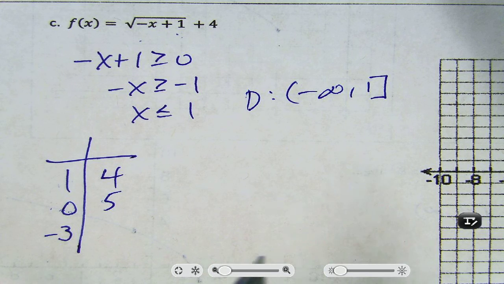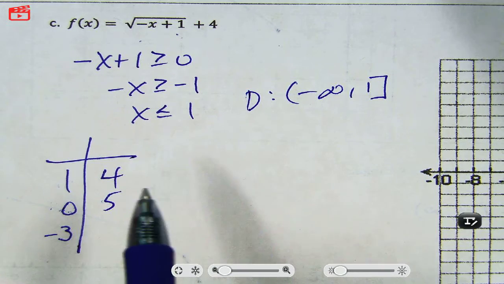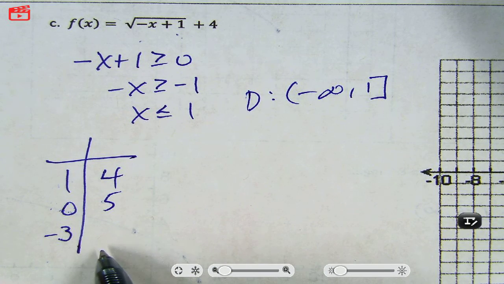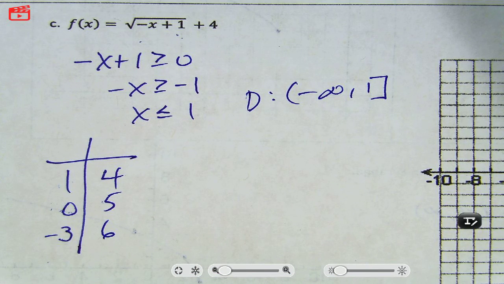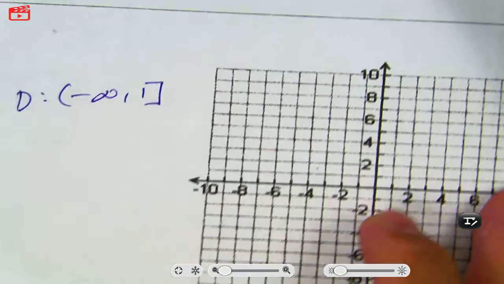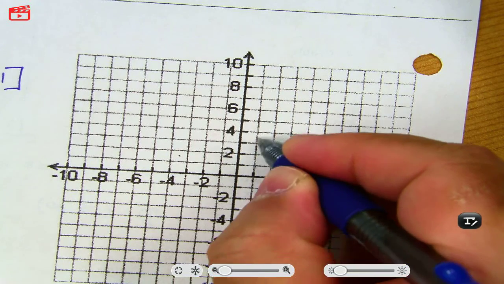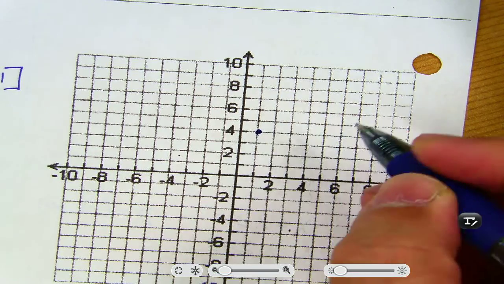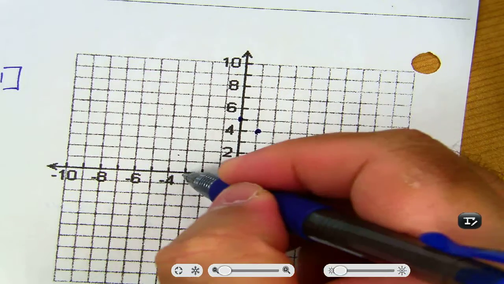I see. So are the y's always going to be 1 apart? No. So if I plug in negative 3, I'm sorry, yes. Well, if you choose my numbers, then yes, they'll be 1 apart. Okay? Alright. So 1, 4, and then 0, 5, and then negative 3, 6.